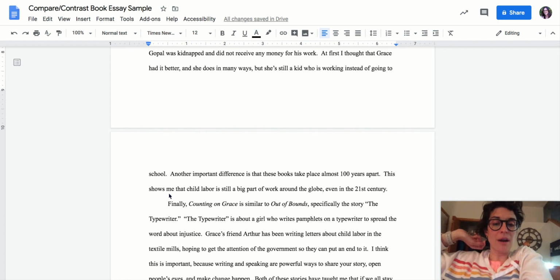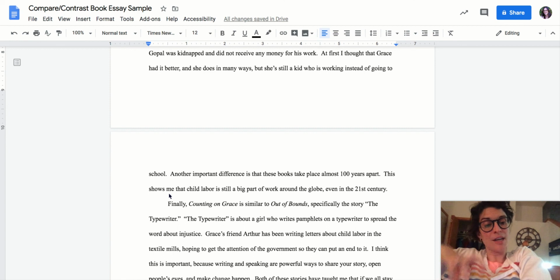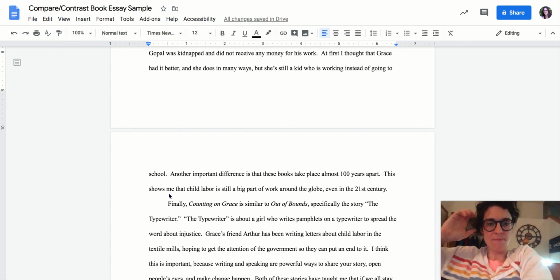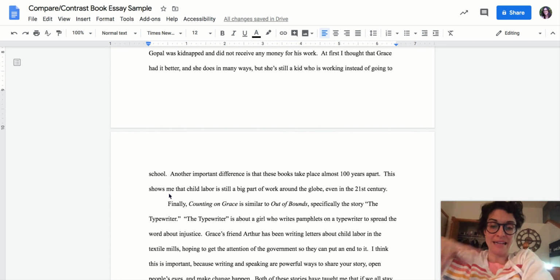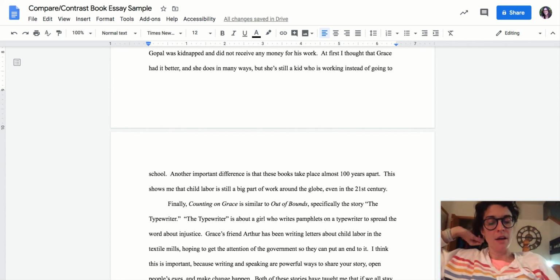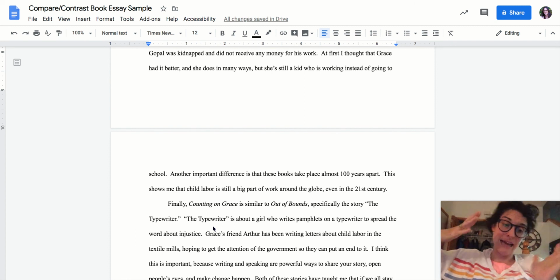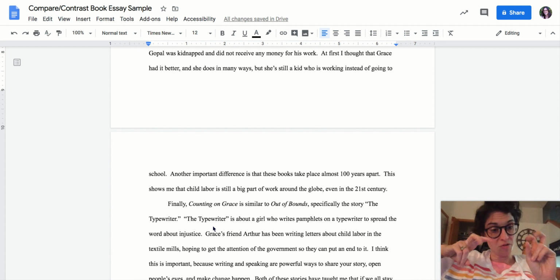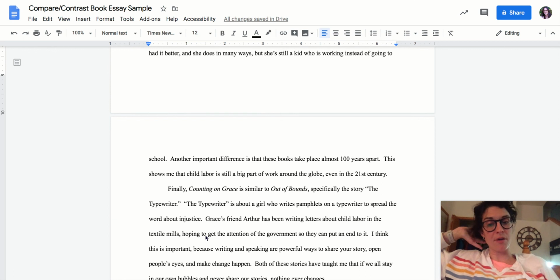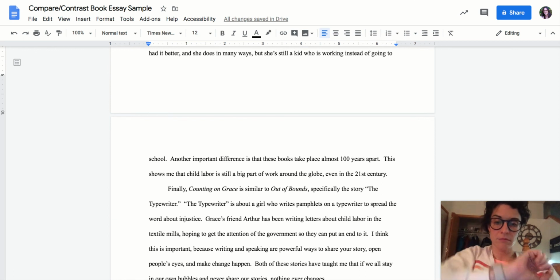Finally, Counting on Grace is similar to Out of Bounds. So I had to connect it to Out of Bounds. Now, I don't have to connect it to every single story in Out of Bounds. I can connect it to just one story, which is what I did here. Specifically, so we start that sentence over again. Finally, comma, Counting on Grace is similar to Out of Bounds, specifically the story "The Typewriter." Notice short stories go in quotation marks. Whole books get italics. Stories get quotation marks. "The Typewriter" is about a girl who writes pamphlets on a typewriter to spread the word about injustice.